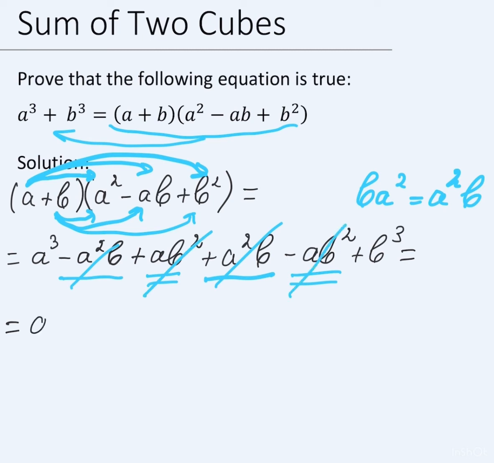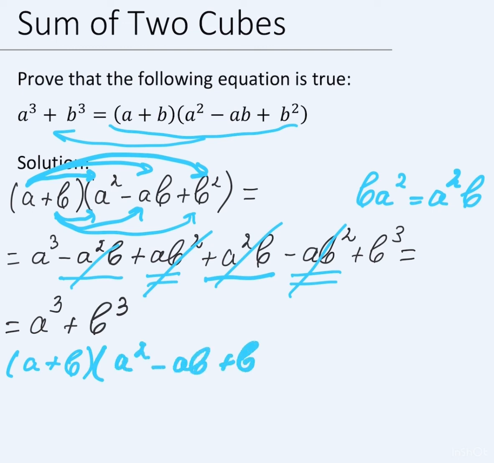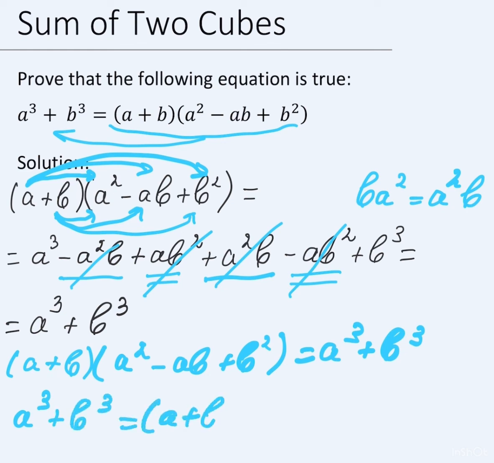So our expression equals a cubed plus b cubed. In other words, we did prove that (a plus b) multiplied by (a squared minus ab plus b squared) equals a cubed plus b cubed. Or this equation is also true in reverse, as a cubed plus b cubed equals (a plus b) multiplied by (a squared minus ab plus b squared).